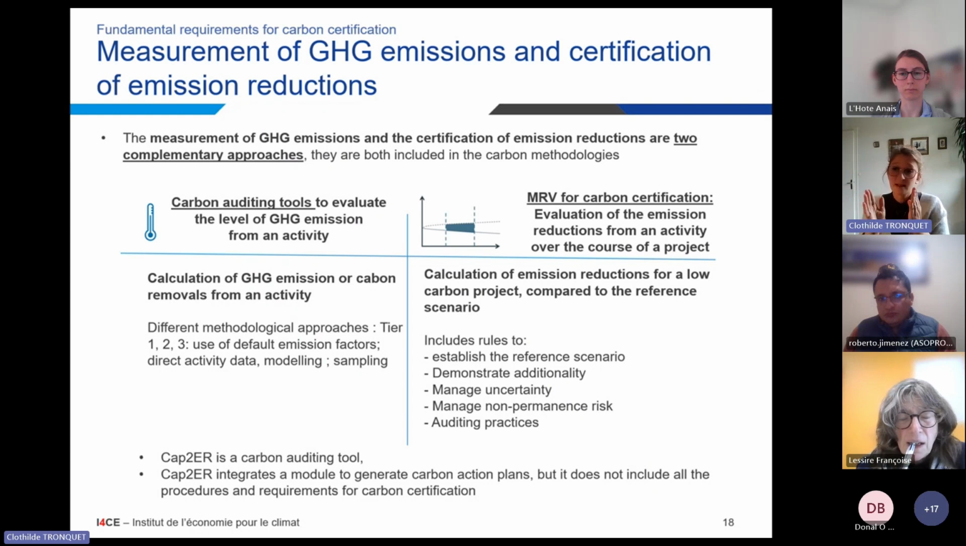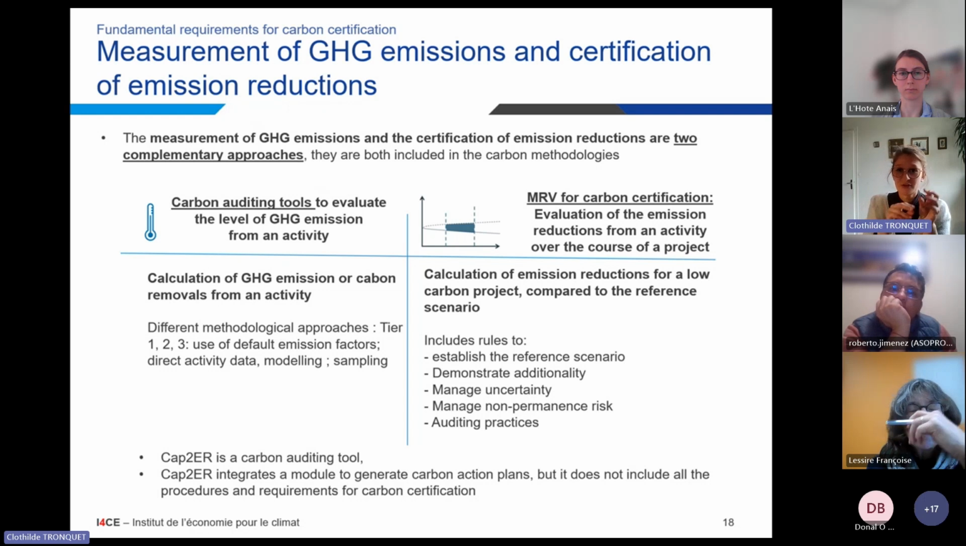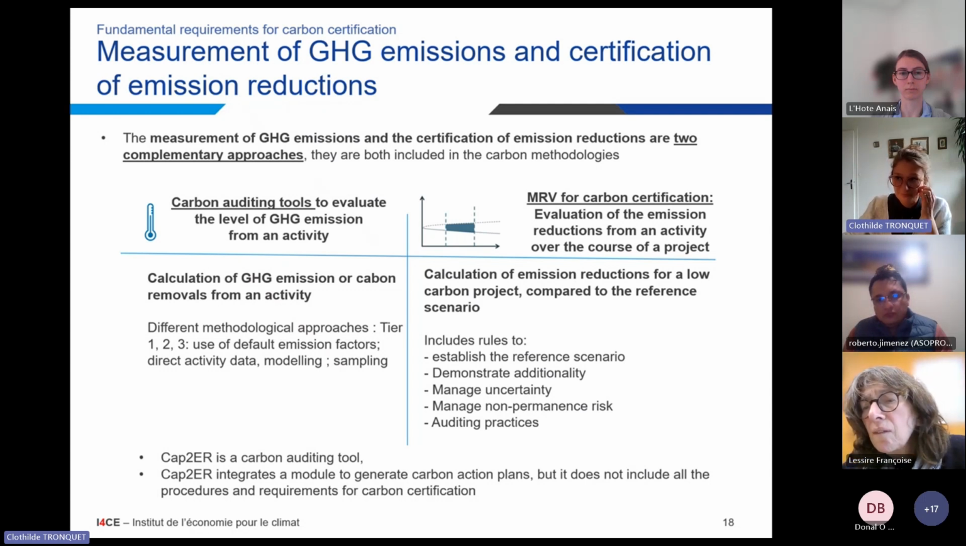And this kind of auditing is different from the rules that allow you to go from an estimate of the emissions at a given moment, the temperature you took, to the estimate of emission reductions by the project over a certain time. This whole engineering part includes the rules on how you make the reference scenario, how you demonstrate additionality, how you manage uncertainty, and so on. I will go back to that.